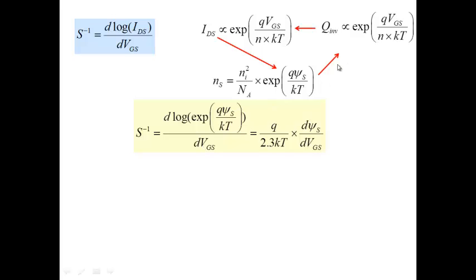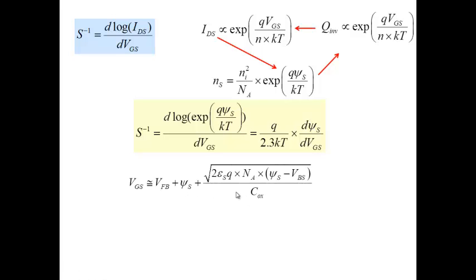So what one is saying is that current goes exponentially with VGS, but why? Because current actually goes exponentially with psi S. If you take this, it comes out to be q by 2.3 kT times d psi S by dVGS, the derivative of surface potential with respect to VGS. We have this expression here, and we can take its derivative.